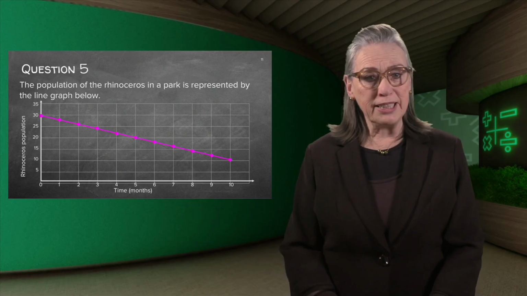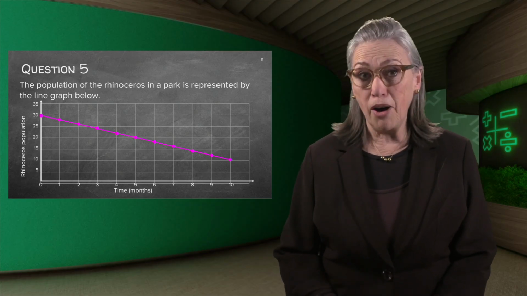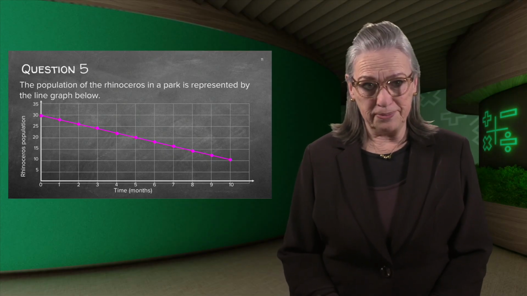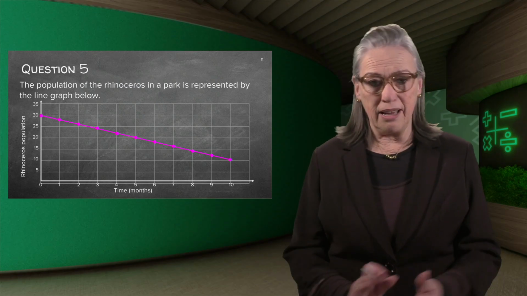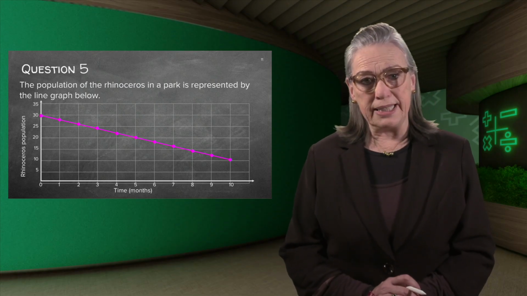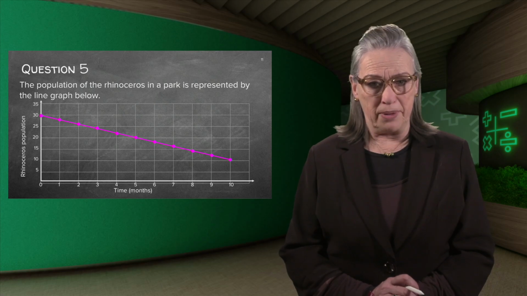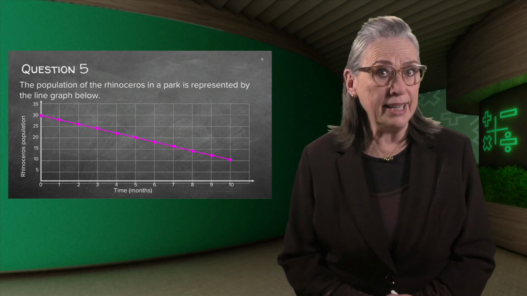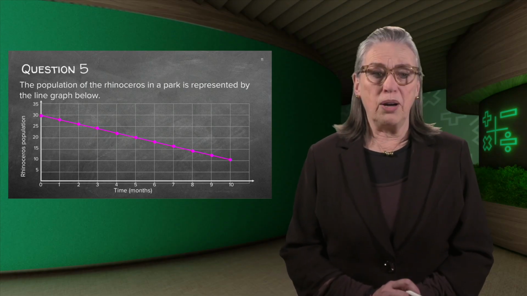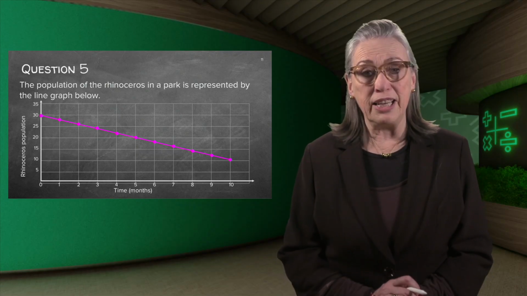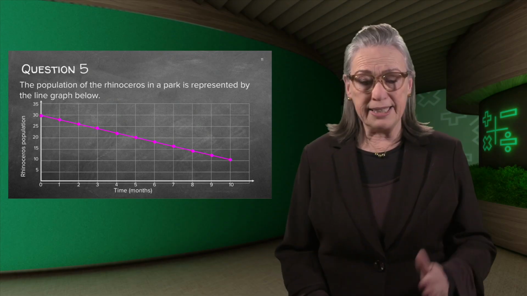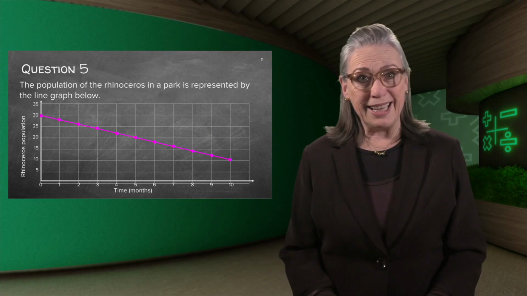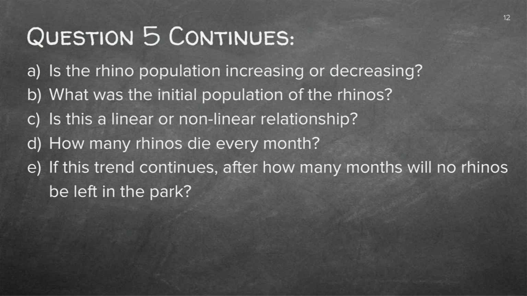Then look at our population of rhinoceros in a park, and this is represented by a line graph. Now again, let's look at the line graph and see what we can see in this one. See what we can remember. Is it increasing or decreasing? Is it linear or non-linear? What is our dependent variable on the y-axis and our independent variable on the x-axis? Let's see if we can answer the questions.